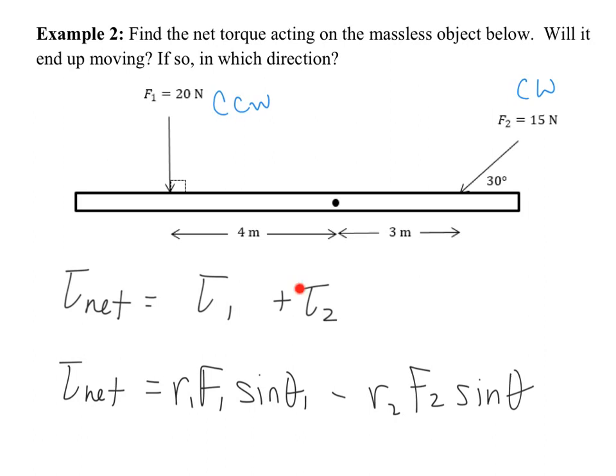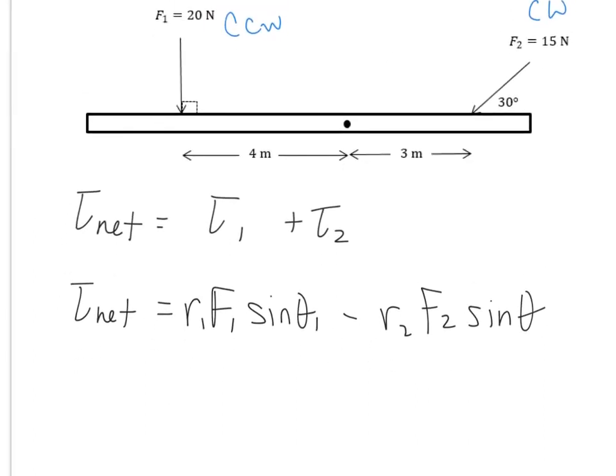I could put here minus if I wanted to, but honestly it doesn't matter. At the end, you just need to have a minus here for sure because this is causing a different rotation than this. They're kind of balancing each other out, or trying to balance. So we can go ahead and plug in some numbers here. The net torque acting is the distance from the fulcrum, 4 meters. Again, we're looking at the one over here on the left. This is 4 meters away, times the amount of force applied, 20 newtons.